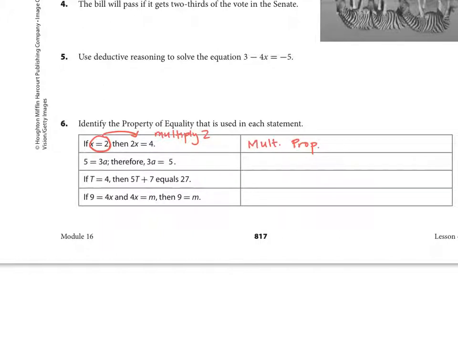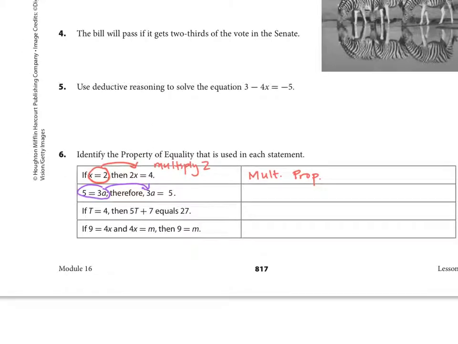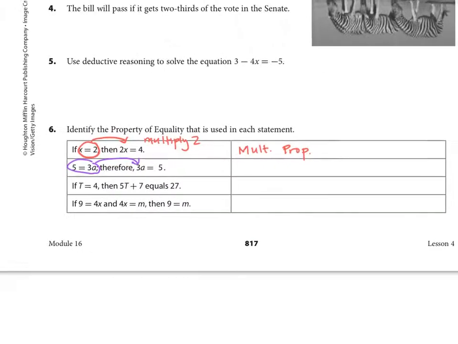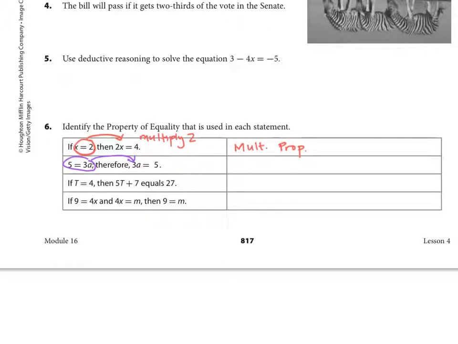5 equals 3a. Therefore, 3a equals 5. So here's my if part. My then is leading to there. So you have to observe what's going on from the first part to the second. And it looks like they're just switching. So that means that's the symmetric property.